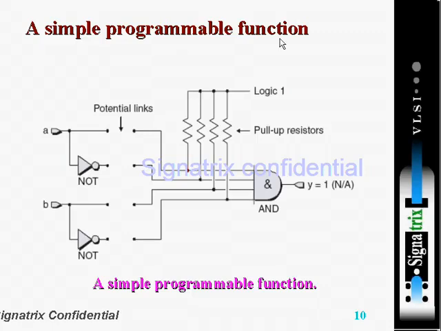Now here you are seeing a simple programmable function. We are seeing potential links between the 2 points. If we connect these 2 points with a wire, we are able to establish communication between A and the AND gate. So this is what we can call programming. The AND gate inputs are connected to the pull-up resistors here, so you are getting 1 here, always 1, because it is connected to logic 1. So your output is always 1. This is a simple programmable function. You can program this to work according to your needs.